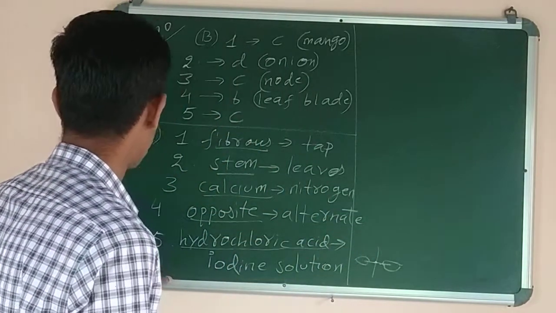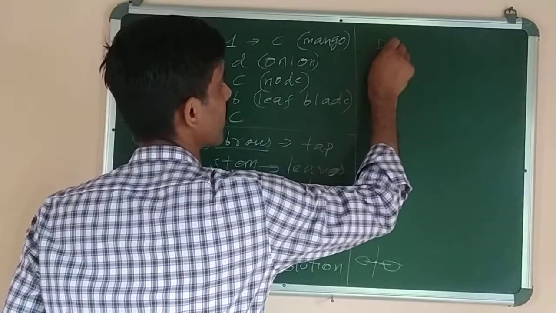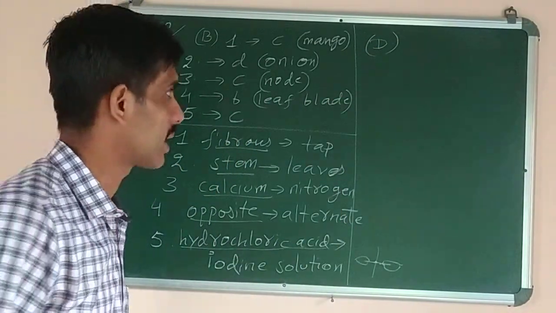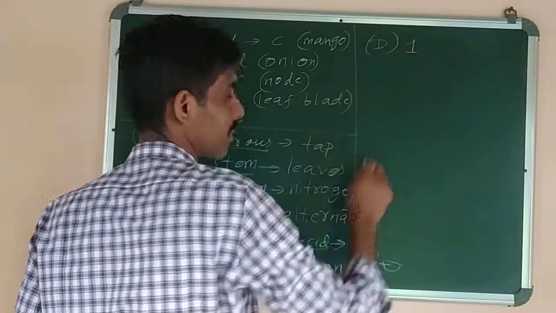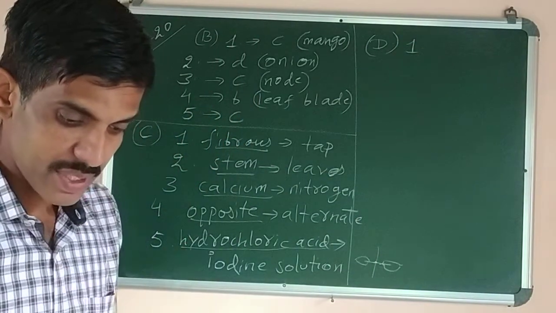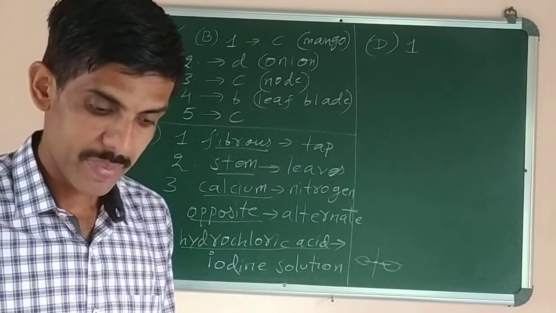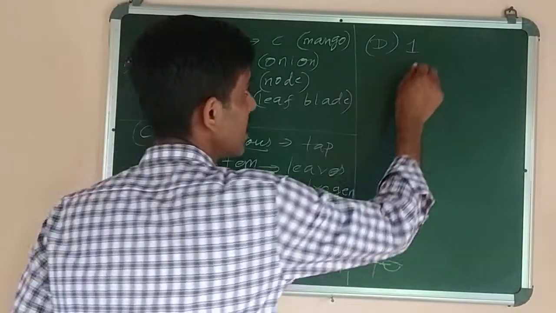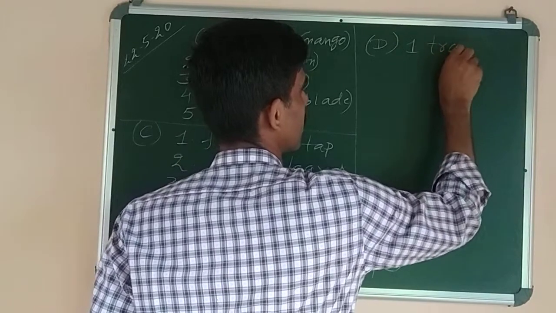Now next question we have number D. Question number D is choose the correct option to fill in the blanks. Okay. Number 1. Leaves release water as vapor into the atmosphere through transpiration or evaporation. Already we have done. It is transpiration.